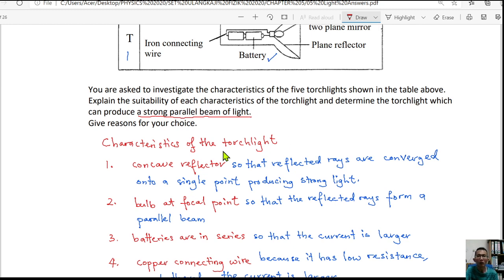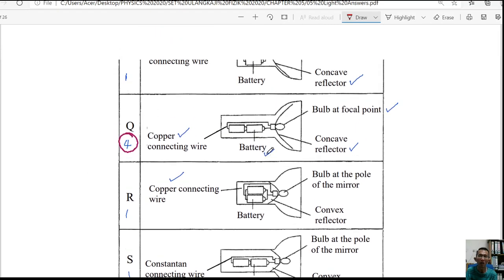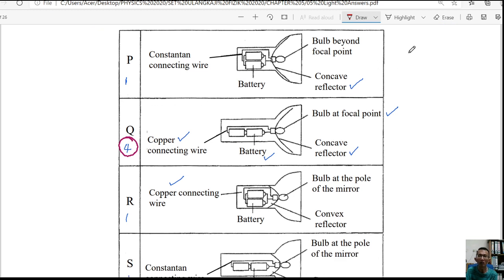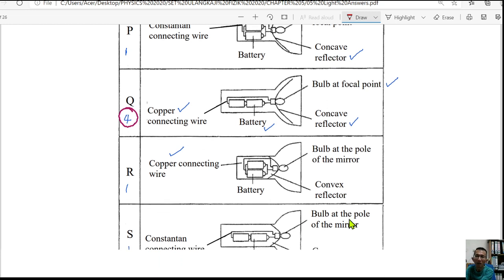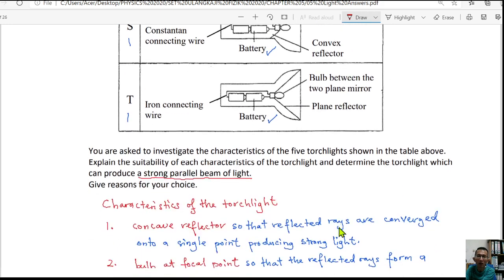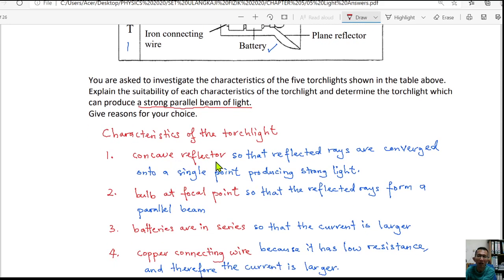So the characteristics of the torchlight. If I go to my picture, I need to find what are the differences that I can find in the picture. So you see here the reflector. I have concave reflector. Here I have convex reflector, and then here I have plane reflector. So 3 choices. So I choose concave reflector.